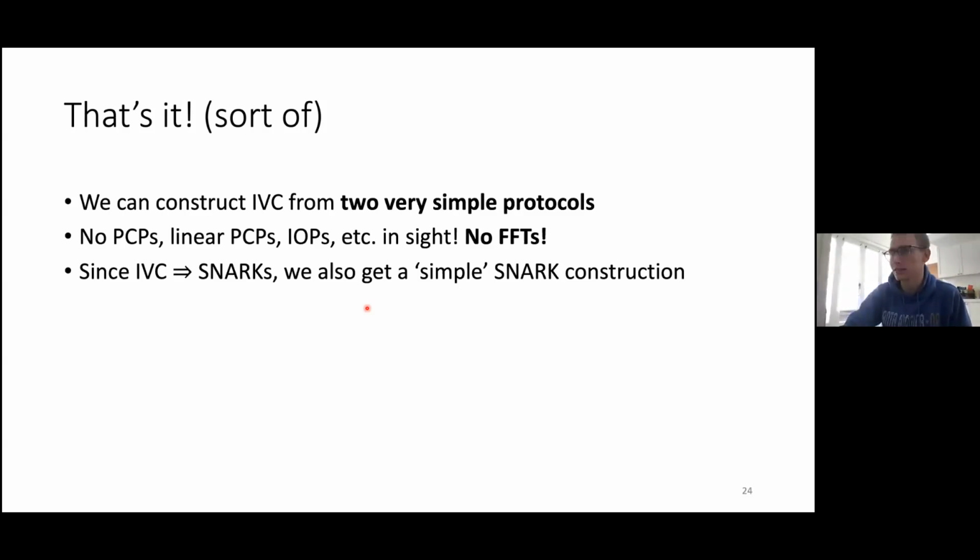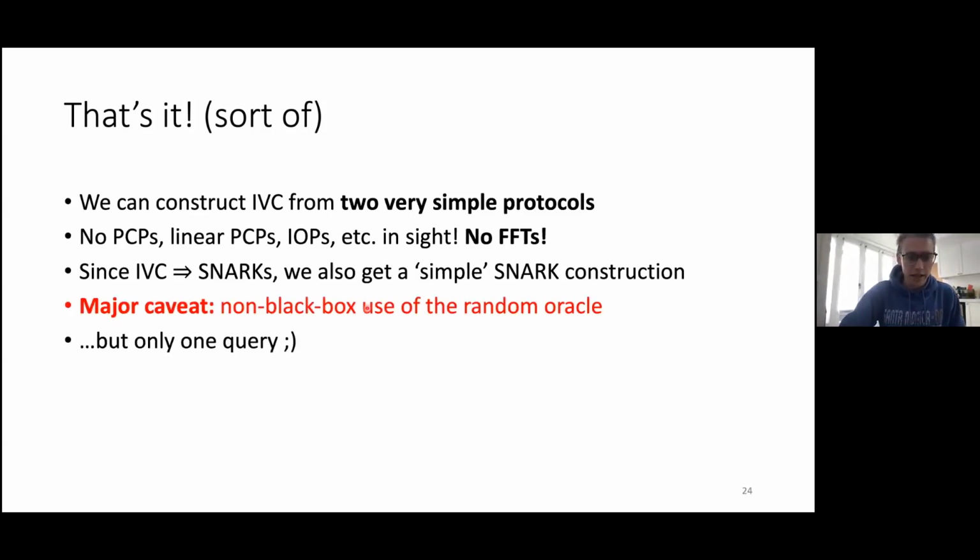And I think we were already discussing concrete parameters on this SNARK construction. And yeah, there's a major caveat that, of course, we have to do a recursive circuit on a random oracle. There's a key difference between using a random oracle and using Fiat-Shamir in a protocol like, say, Bulletproofs or Marlin or Plonk or whatever. Here we actually have to implement the random oracle within the circuit, but at least there's only one query.